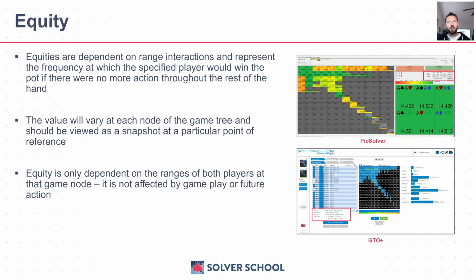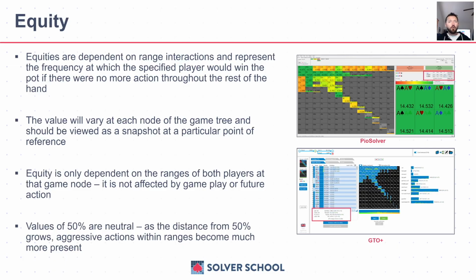So, and that's what I mentioned right here. Equities are only dependent on the ranges of both players at the game node. It's not dependent or affected by gameplay or future action. Now, values of 50% are neutral. So if both players have 50% equity, it means that they're both entitled to half of the pot, or the same amount of the pot, if the hands were checked down to the river. As that distance from 50% grows, aggressive actions within ranges become much more present. And we'll see examples of that, particularly as we look through solver outputs in Module 4 and beyond.